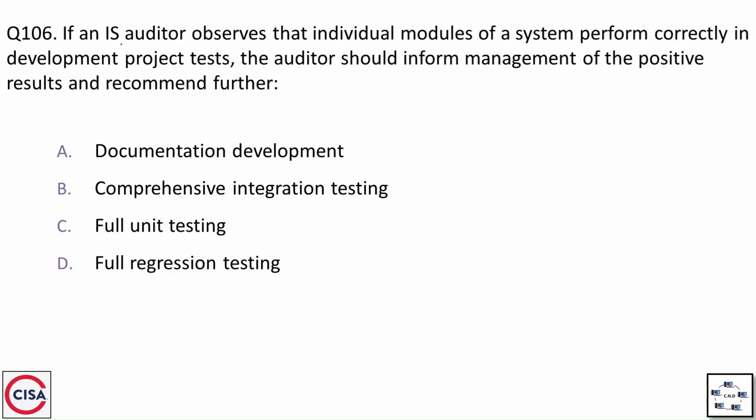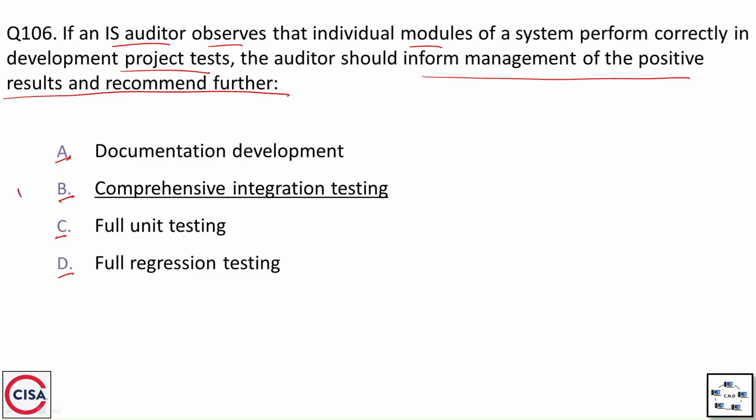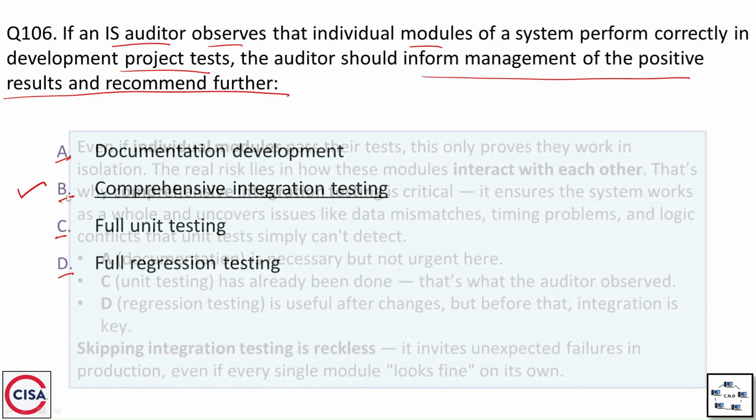Question number 106. If an IS auditor observes that individual modules of a system perform correctly in development project tests, the auditor should inform management of the positive results and recommend further. Option A, documentation development. Option B, comprehensive integration testing. Option C, full unit testing. And option D, full regression testing. And the correct option is option B, comprehensive integration testing.